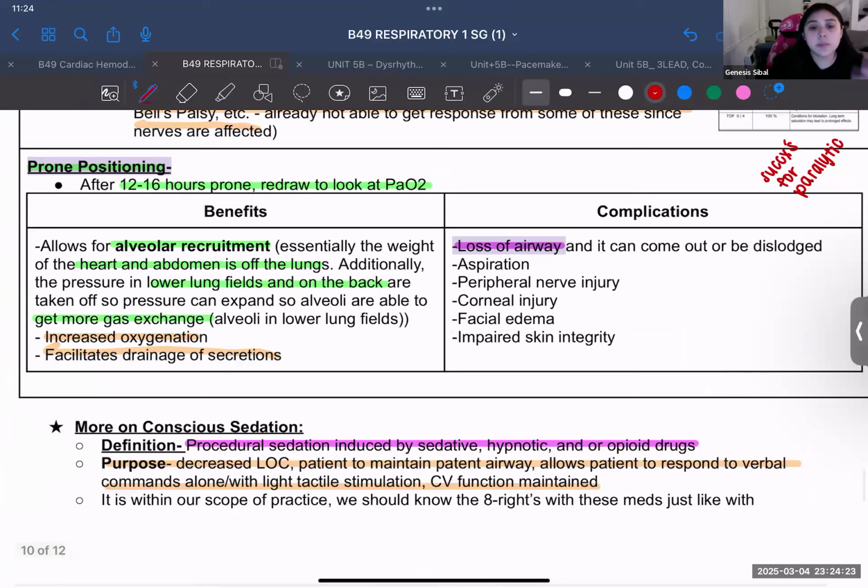Prone positioning, this is basically something else that we can do to help oxygenation or alveolar recruitment. So basically 12 to 14 hours, basically after they're 12 to 14 hours prone, you can redraw to look at their PaO2.